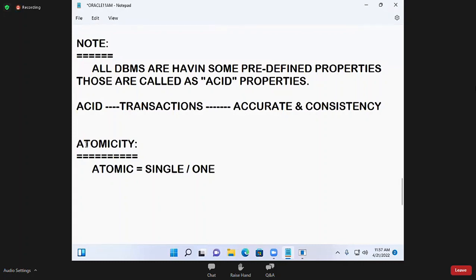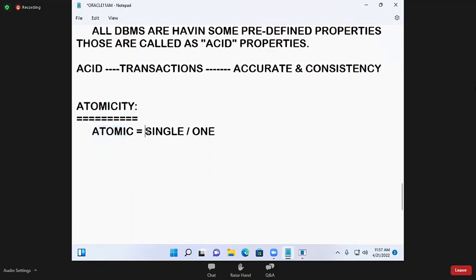So atomicity. First of all, understand the meaning of atomic, then you can easily understand the concept. Atomic is nothing but single, only one. Multiple is not the meaning. Every transaction whatever we perform online will be taken as one transaction by your database server. In a transaction you can do a number of internal operations, but that whole combination will be taken as one transaction.